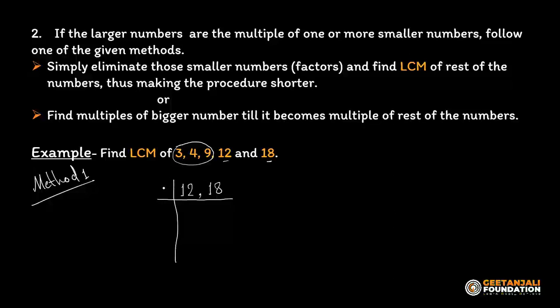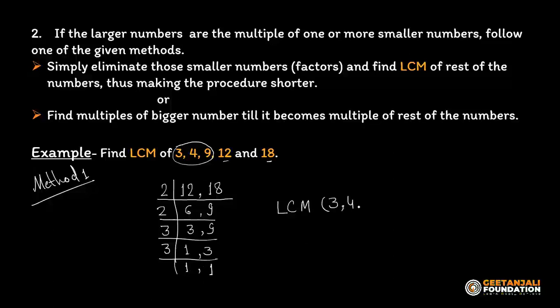So here, 2 6 9, 2 3 9, 3 1 3, 3 1 and 1. So the LCM of 3, 4, 9, 12 and 18 is equal to 2 times 2 times 3 times 3, which is 36. The LCM of the given numbers is 36.